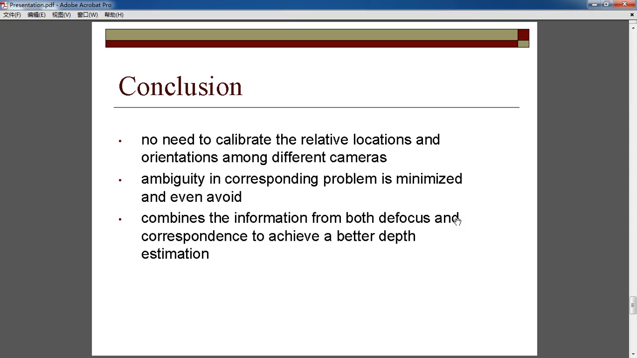The method presented in this paper combines the information from both defocus and correspondence to achieve a better depth estimation. This method is relatively simple and computationally efficient.